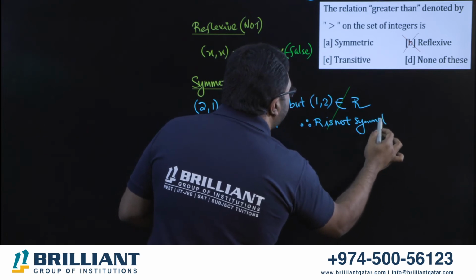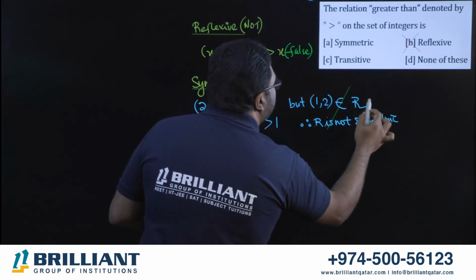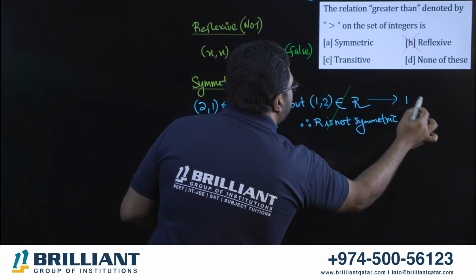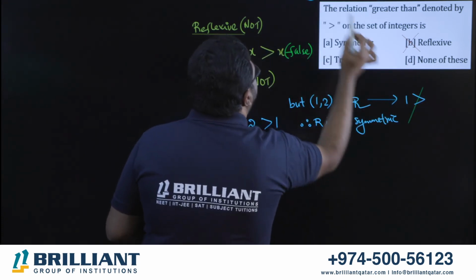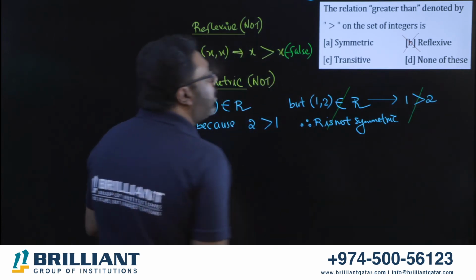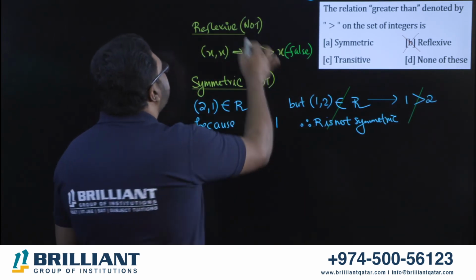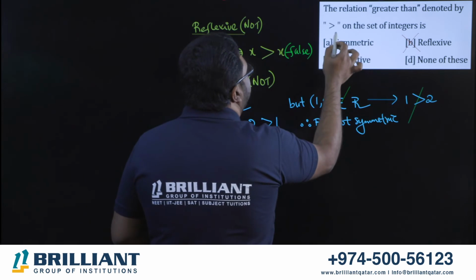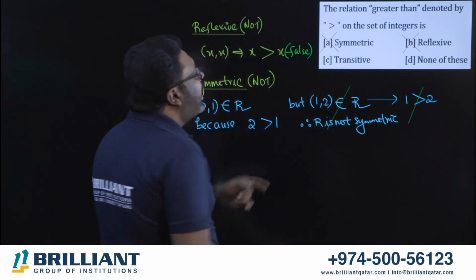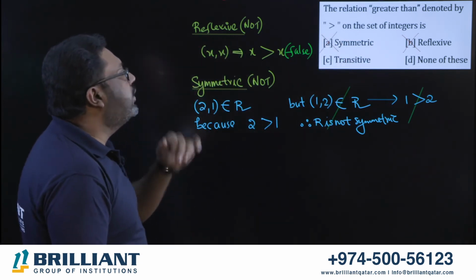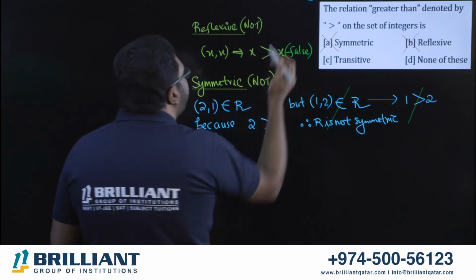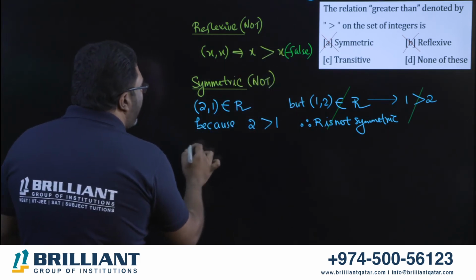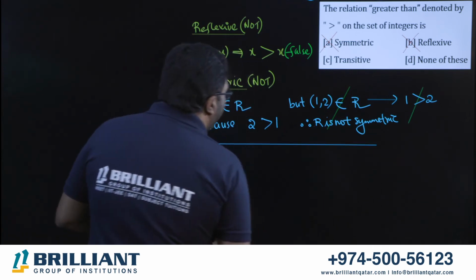Why is 1, 2 not belonging to R? Simple reason. 1 is not greater than 2. So it is not symmetric. So the last one is none of these. So I have to check for transitive also. Otherwise I would have concluded that it is only transitive. So why transitive now?